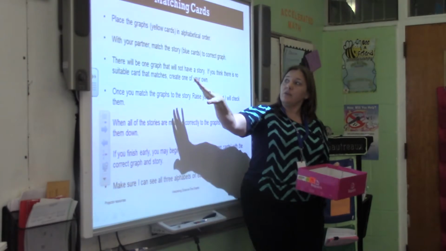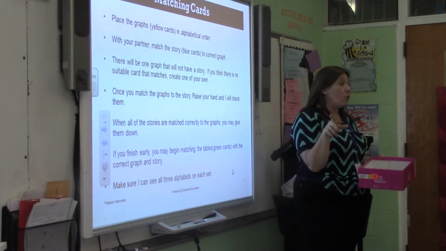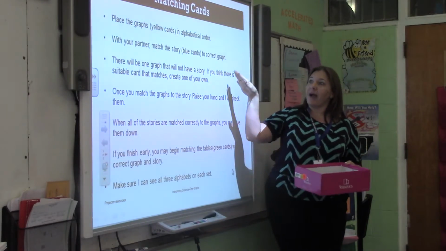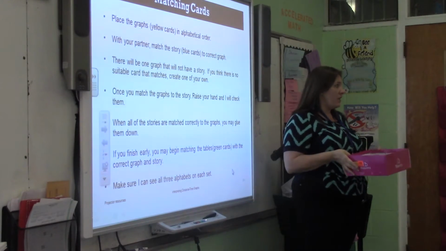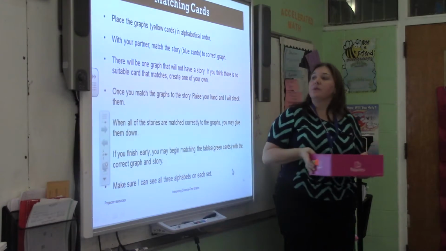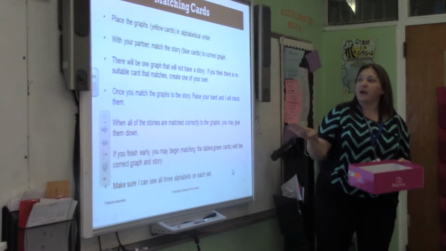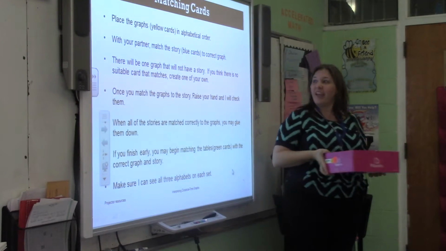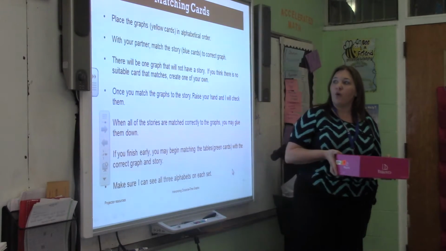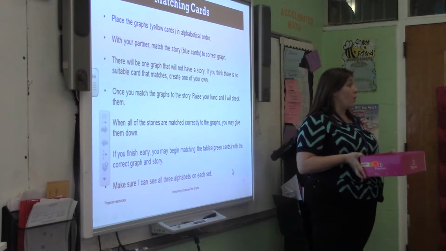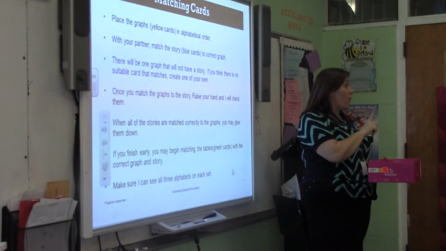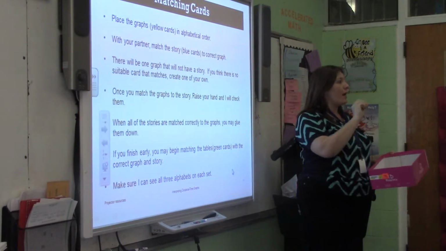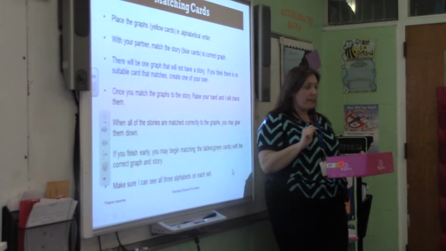With your partner, you're going to match the story, which is your blue cards in your packet, okay? And to the correct graph. So far, does anybody have any questions? No, ma'am. Okay. So once you match, there will be one graph that will not have a story. You know I like to do that, okay? If you think there is no suitable card that matches, you're going to create your own. You're not going to create your own until I check to make sure you have everything correct, okay? Because I don't want you to write a whole story, then have to erase it, okay?